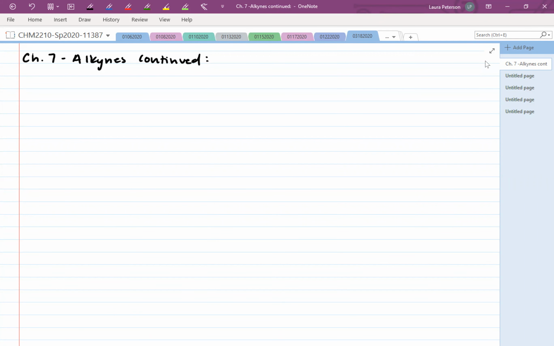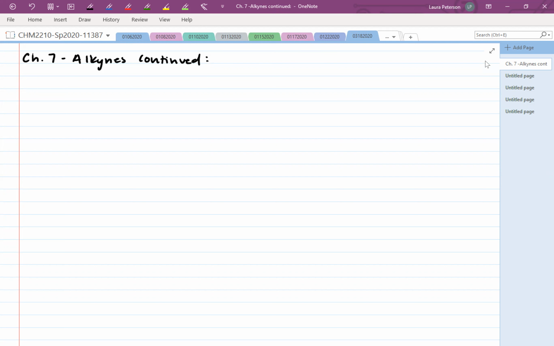Hi, everyone. So we're going to go ahead and pick up where we left off in class on Monday. On Monday, we talked about acetylide substitution, where we were able to deprotonate a terminal alkyne and then extend the carbon chain through acetylide substitution. So today we're going to continue looking at alkynes.